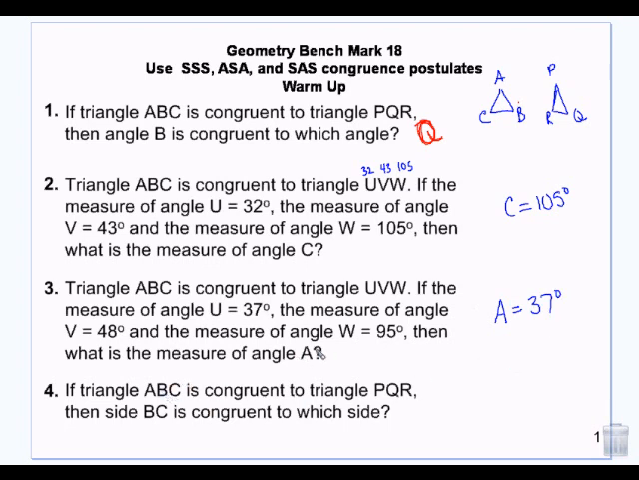And then it's the same thing with sides. You'd have AB is congruent to PQ, BC is congruent to QR, and then you'd have CA is congruent to RP. So that goes back around the corner. Does that make sense? So BC is going to be congruent to QR.